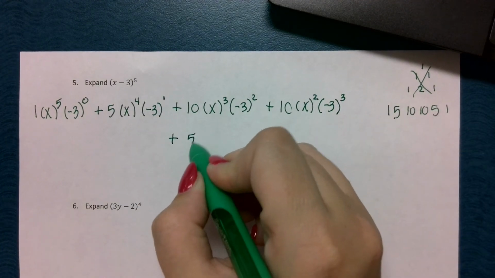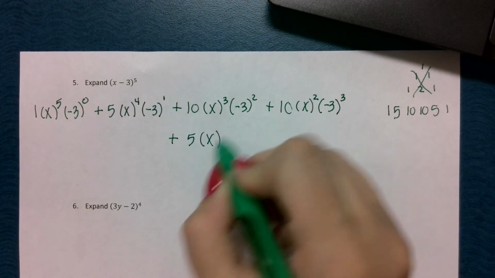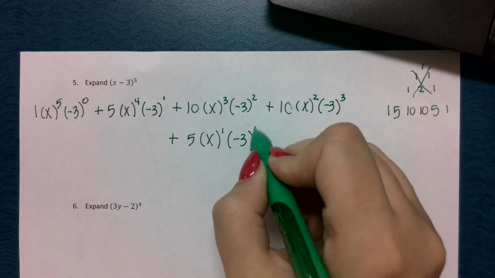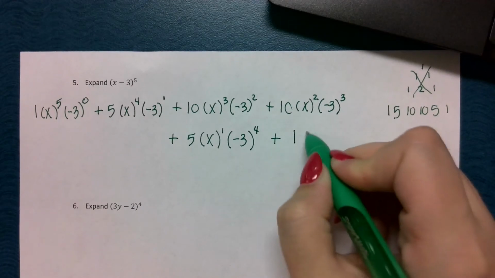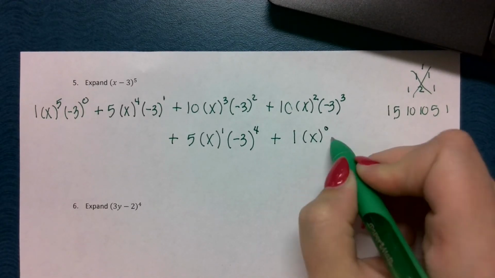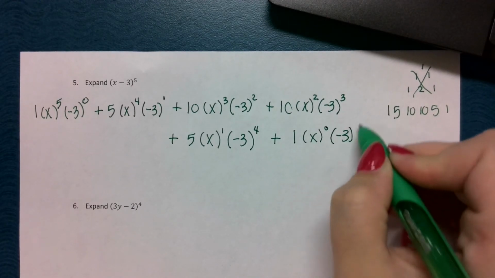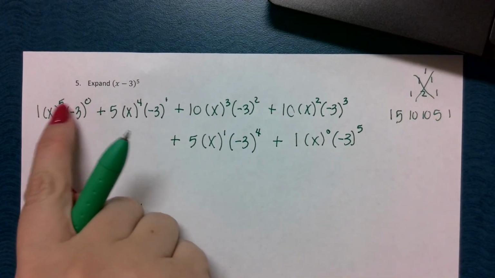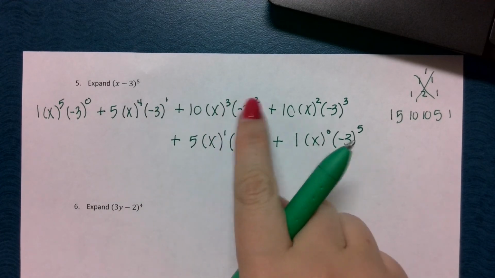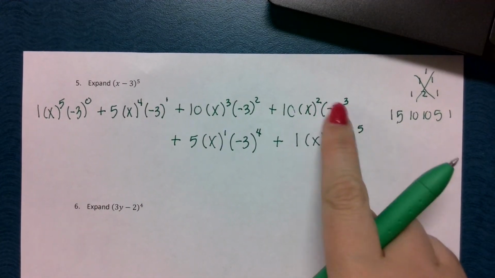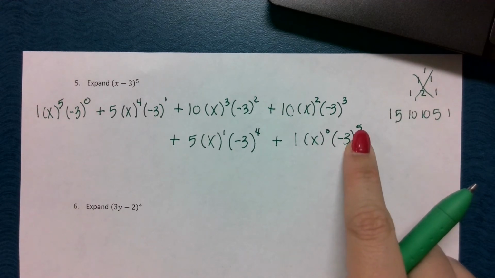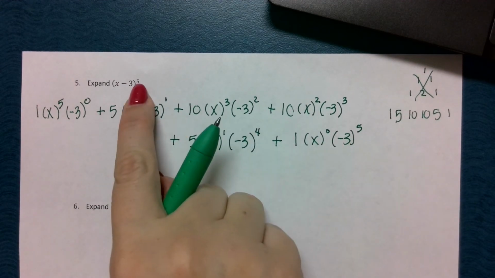Next number is 5. X is going to be 1 lower. Negative 3 is going to be 1 higher. Lastly, 1. X is down to 0. Perfect. Negative 3 is up to 5. Perfect. Okay, if you notice, these always add to 5, or whatever your exponent is.